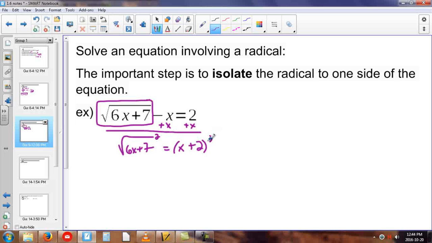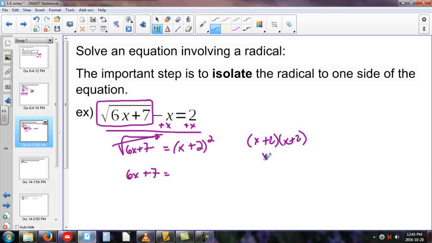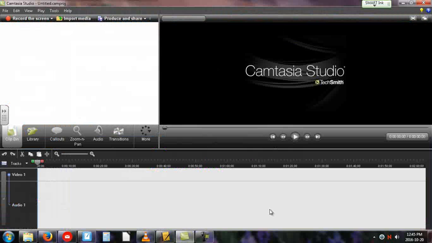But when you square the right, you have to go through the FOIL process. These will cancel, leaving me with 6x plus 7 equals, and if I think about x plus 2 times x plus 2, I'm going to get x squared plus 4x plus 4 because there's 2x and 2x. There's our 4x. That makes this x squared plus 4x plus 4. At this point, this has become a quadratic in nature.